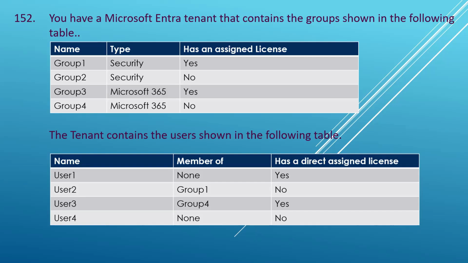Now the tenant contains the users shown in the following table. Again, there are four users named user 1, user 2, user 3, and user 4, out of which user 1 and user 4 are not members of any group, whereas user 2 is member of group 1 and user 3 is member of group 4. Again, there is a talk about license assignment. User 1 and user 3 have a license assigned, whereas user 2 and user 4 do not have a license assigned. So folks, let's now look at the questions.